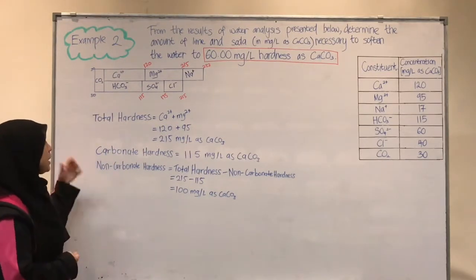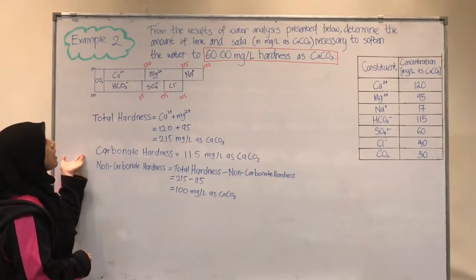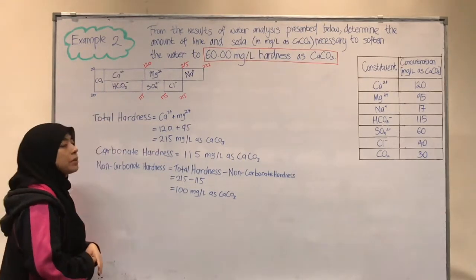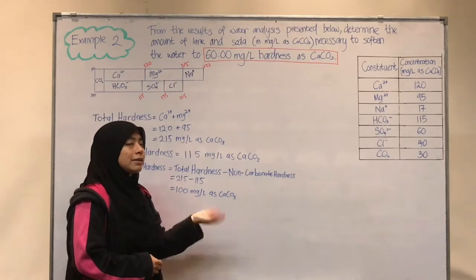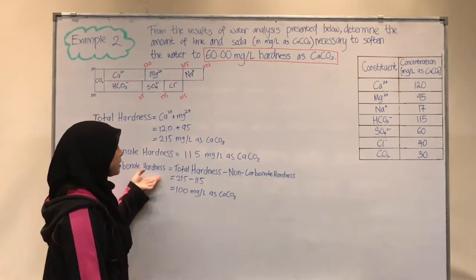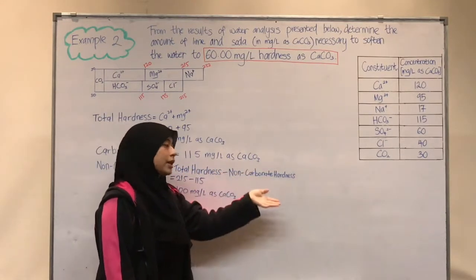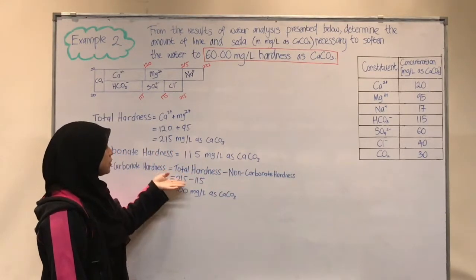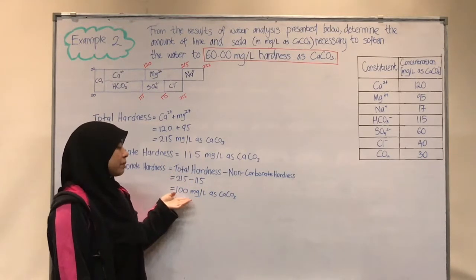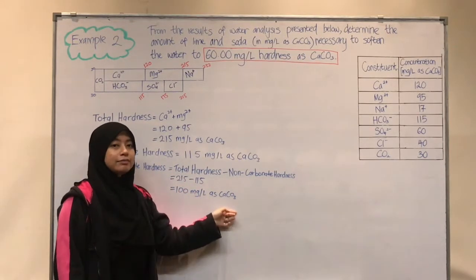To calculate the carbonate hardness, you just have to take the carbonate value, which is 115 milligram per liter as calcium carbonate. To get the non-carbonate hardness, you have to take total hardness minus carbonate hardness, which is 215 minus 115, and you'll get 100 milligram per liter as calcium carbonate.